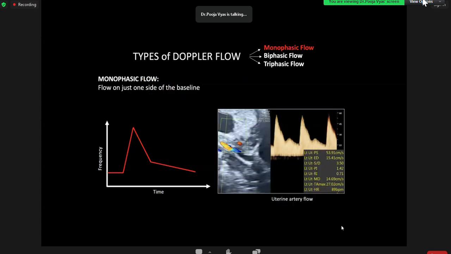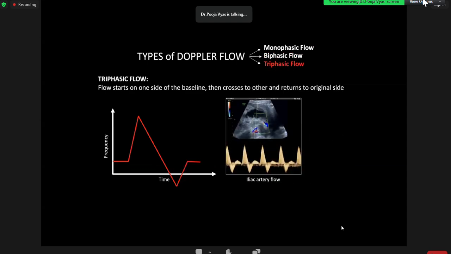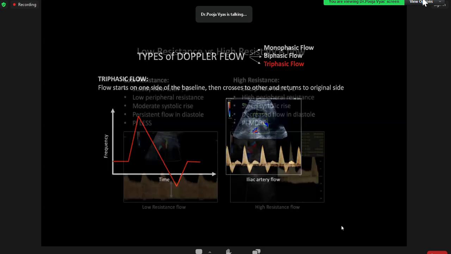Now, moving on to types of Doppler flow. First is the monophasic flow, where the flow is on just one side of the baseline, and that is generally seen in uterine artery or umbilical artery flow. Now, the second is the biphasic flow, where the flow starts on one side of the baseline and then crosses to the other side. That is seen in hepatic vein flow. And the triphasic flow is the flow that starts on one side of the baseline, then it will cross the baseline and come back on the first side. So that is known as the triphasic flow, and it is generally seen in iliac arteries.